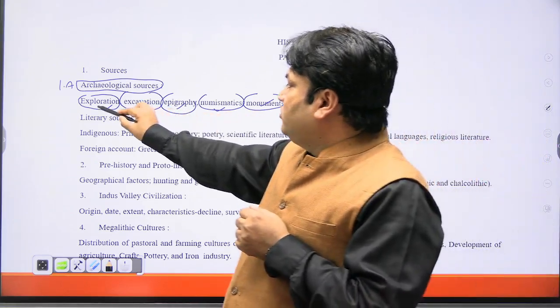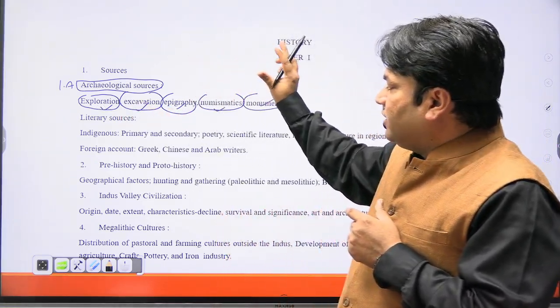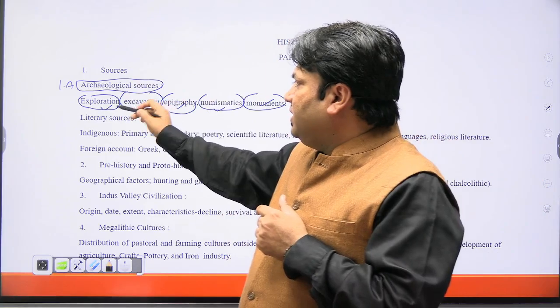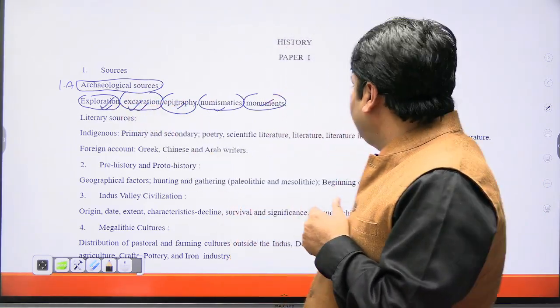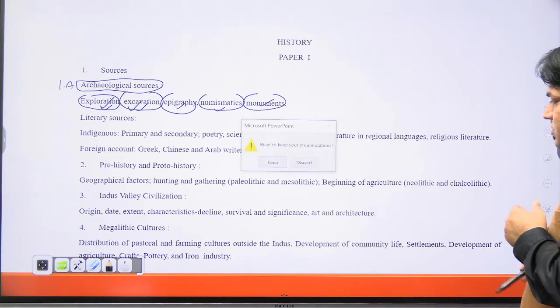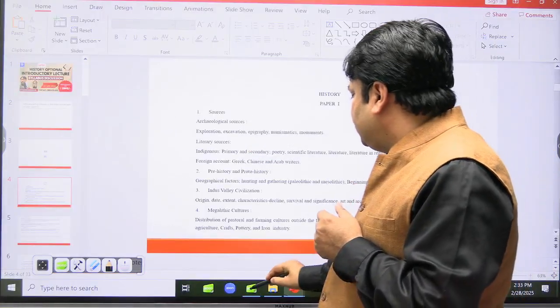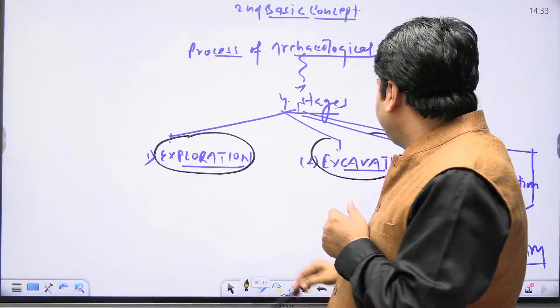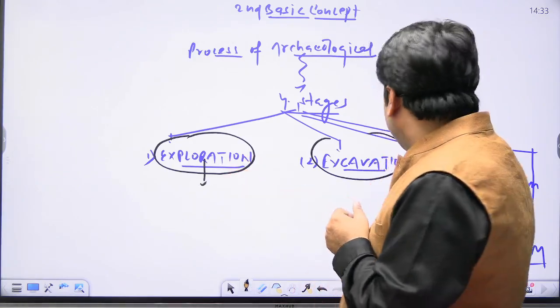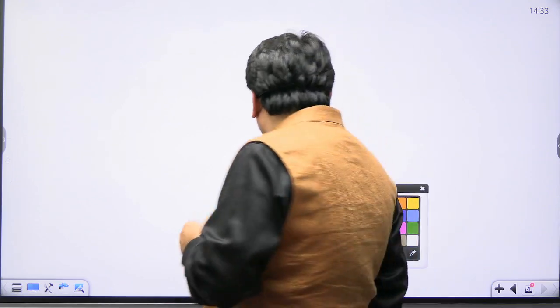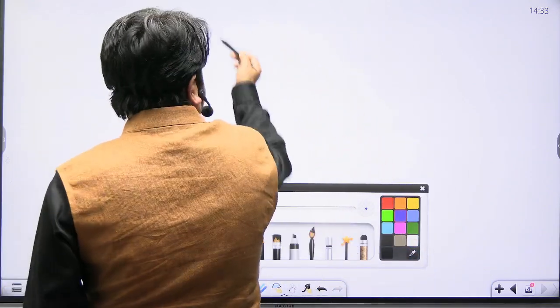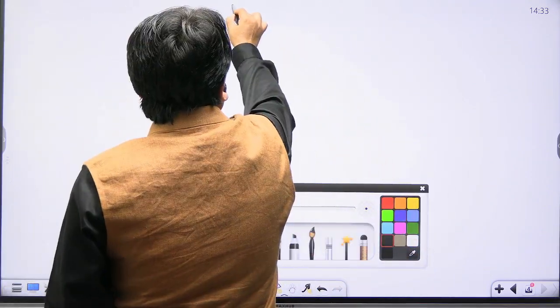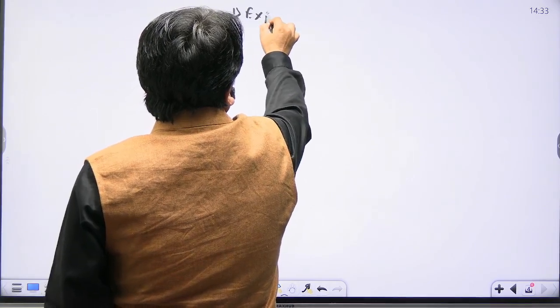That's why I'm going to explain 4 stages in archaeological exploration. Basically, the first is what? Exploration, and the second is excavation. So this is the reason I am discussing the concept. So let's start from this part, that is exploration. The second part I will discuss later. So the first topic I am taking here is exploration.